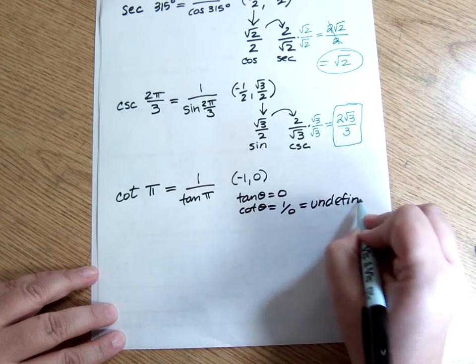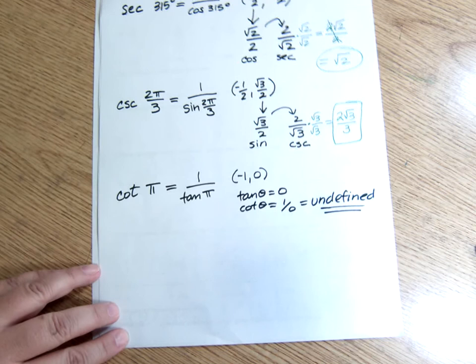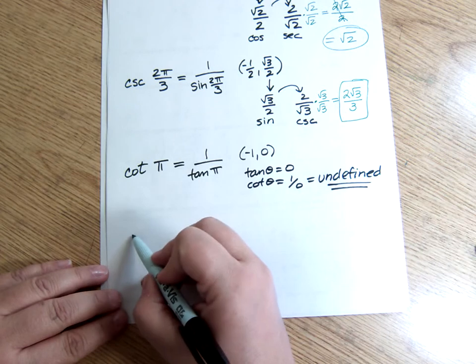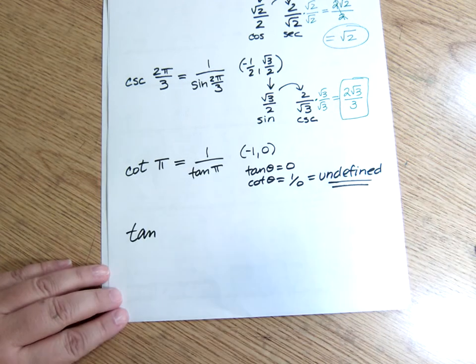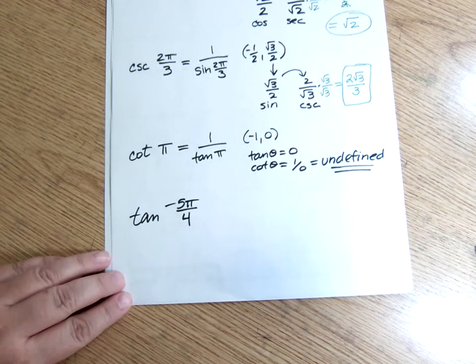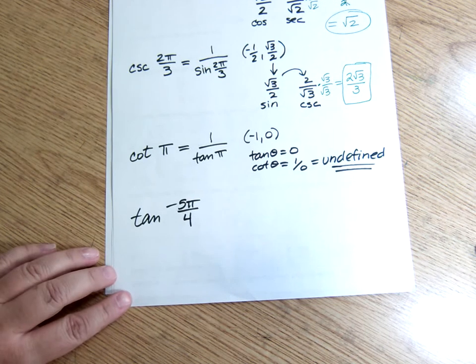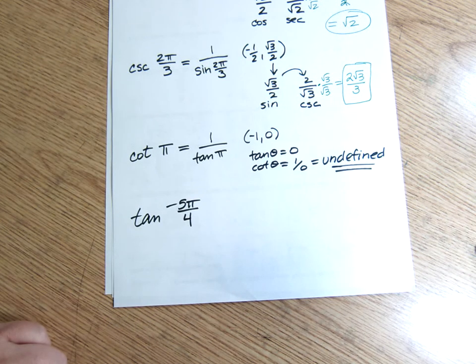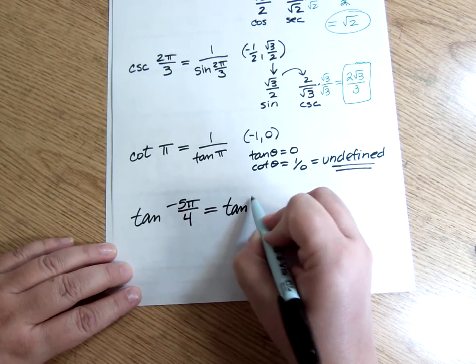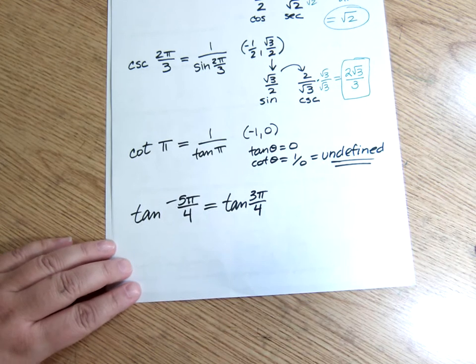So for tan and cotan, you can get undefined as your answer, because you can have a 0 in the denominator. All right, how about just plain tan of, let's do a negative one. How about tan of negative 5 pi over 4? Well, if you want to, you could change that to a positive angle first. You could say, let's add 2 pi to that, which means adding 8 pi over 4, which means positive 3 pi over 4. Or you could count around that way and figure out where this is. Okay, so tan of 3 pi over 4.